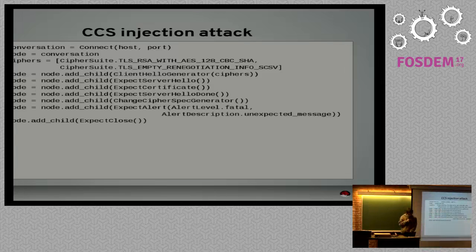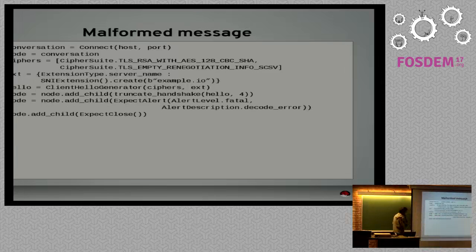We can also create malformed messages. So we can create a regular client hello and then tell it to truncate that handshake message by 4 bytes. And as a result, we should get a decode error, which indicates that the server has noticed that the message is malformed because it's missing those last 4 bytes, and then should close the connection.